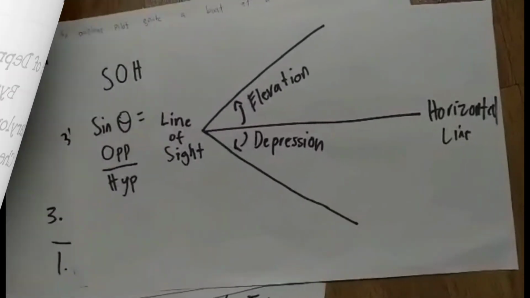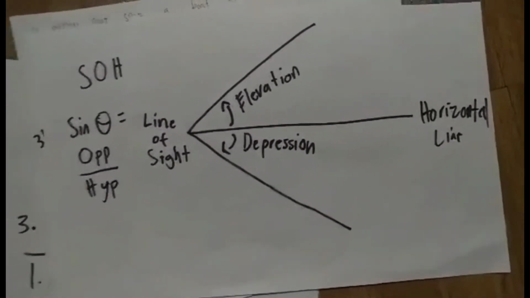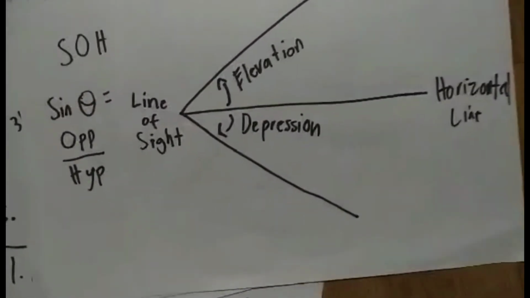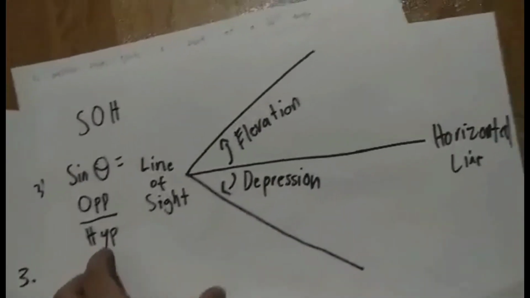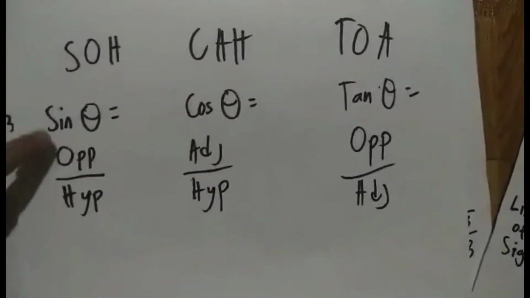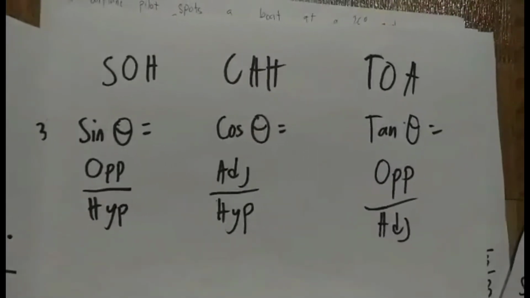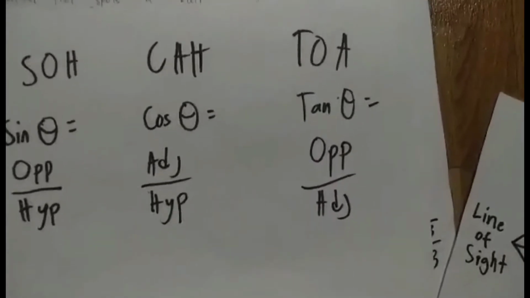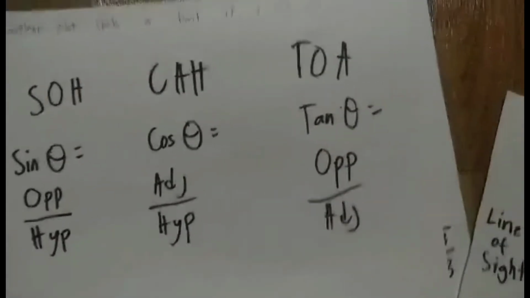Angle of elevation is the angle from the horizontal to the line of sight of the observer to the object above. Angle of depression is the angle from the horizontal to the line of sight of the observer to the object below. SOH CAH TOA. So, sin is opposite over hypotenuse. Cos is adjacent over hypotenuse. TOA. Tan is opposite over adjacent.